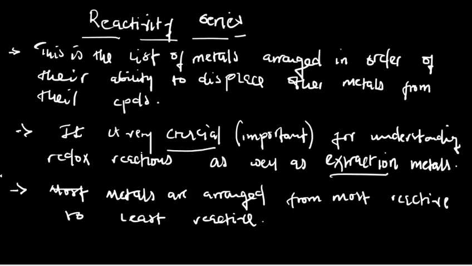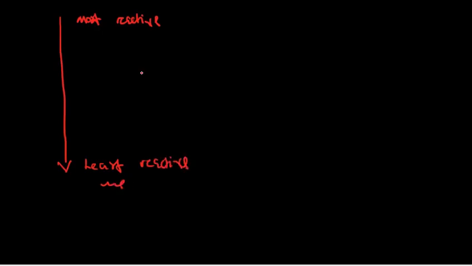Is that okay? So what we mean by that is that you are going to see a list dropping like that, where the most reactive metal will be on top here, and you expect to see the least reactive metal here. So that is the whole scenario of reactivity series. The one on top is the most reactive metal, and the one at the bottom is the least reactive metal.